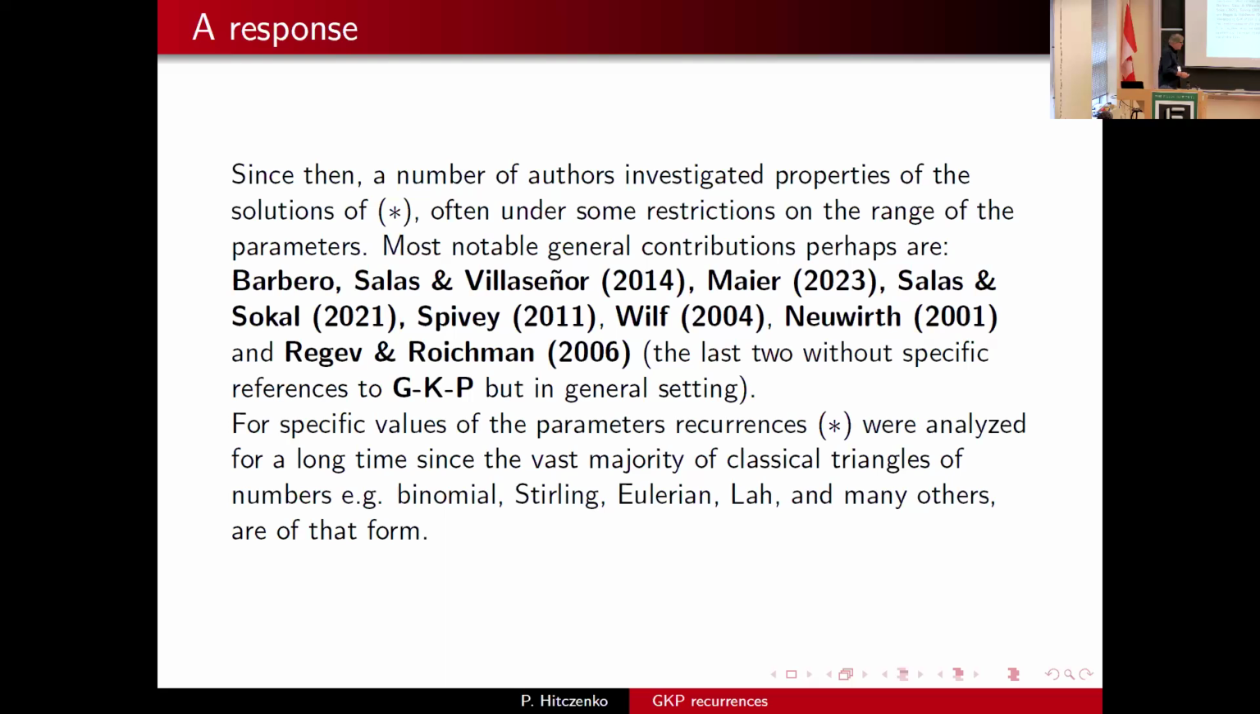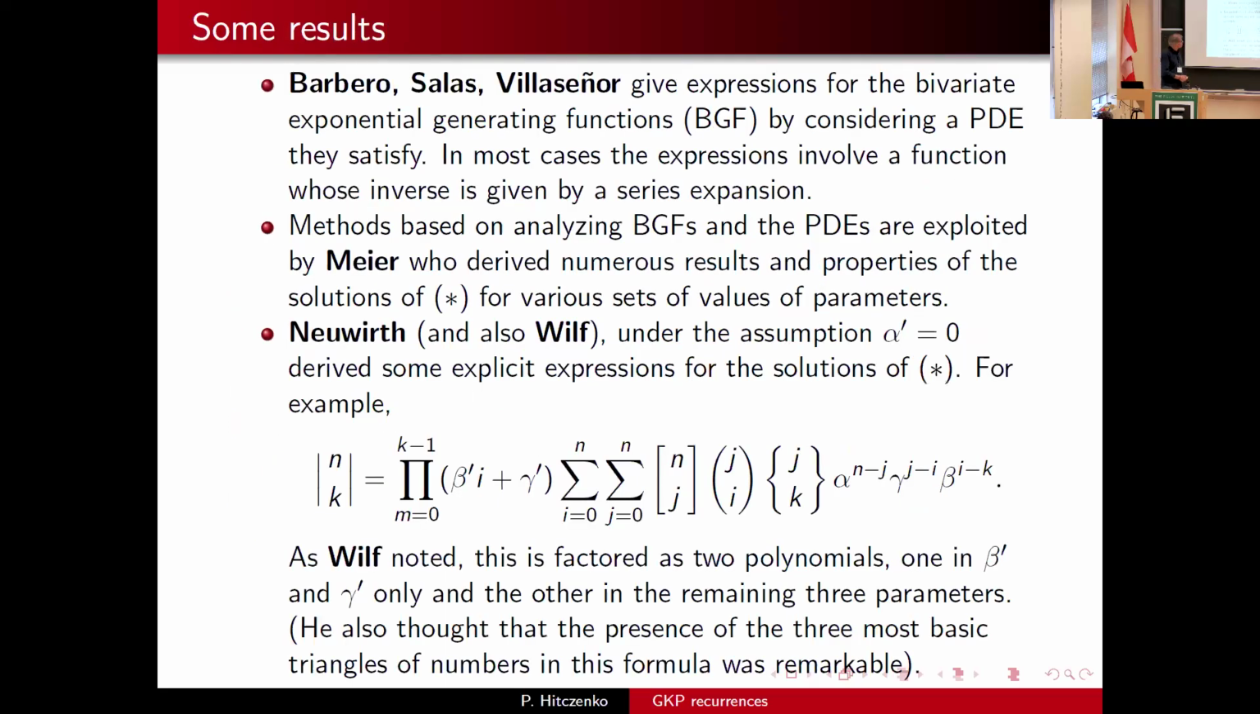Here are some of the things that have been done. Three Spaniards, Barbero, Salas, and Villaseñor, looked at the bivariate generating functions of those triangles, and in a sense derived explicit formulas, except that these formulas are not really workable, for my standards and ability. They are given in terms of a function whose inverse is given as a series that is not very convenient to work with. Then there is a fairly long paper by Mayer, who analyzed relationships between those various recurrences, the transformations of some into others, and things like that.